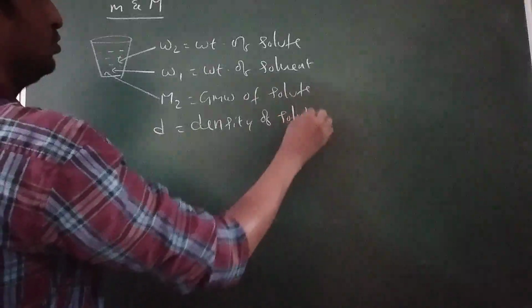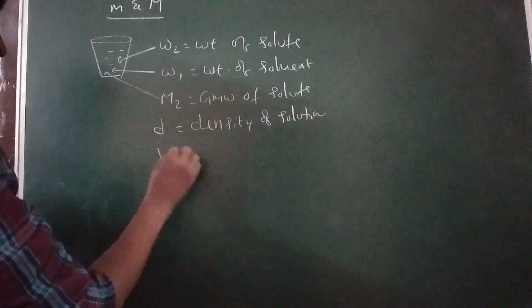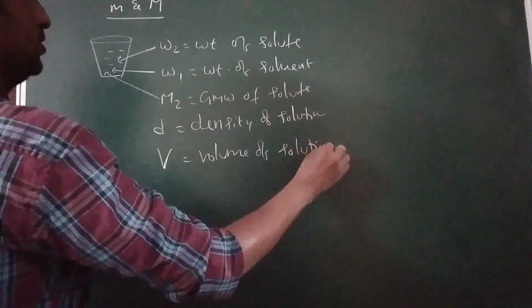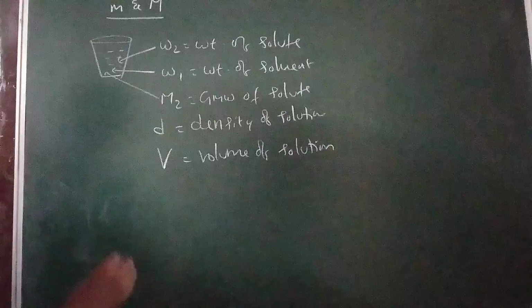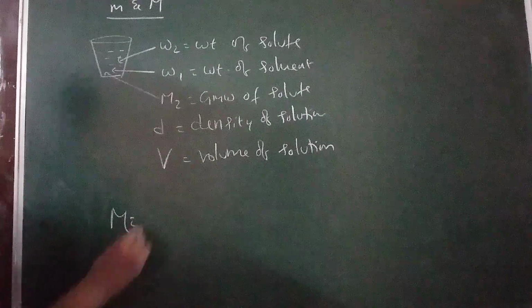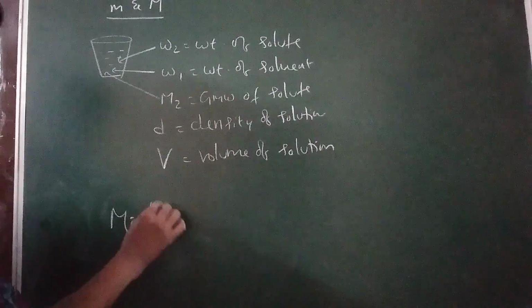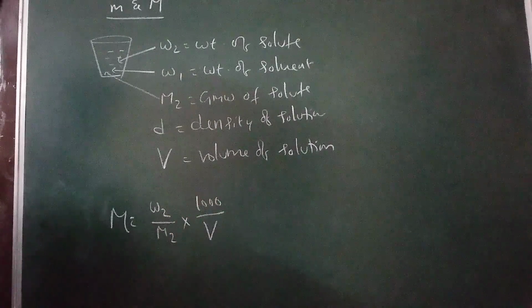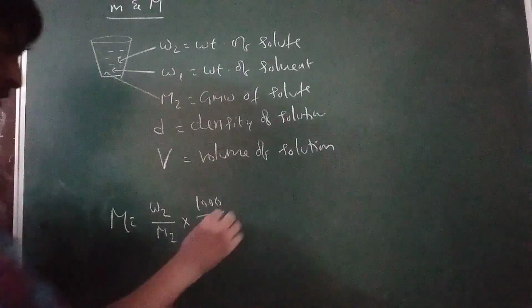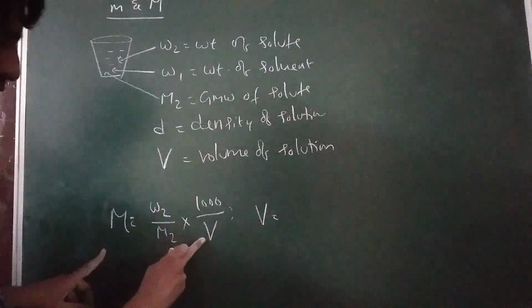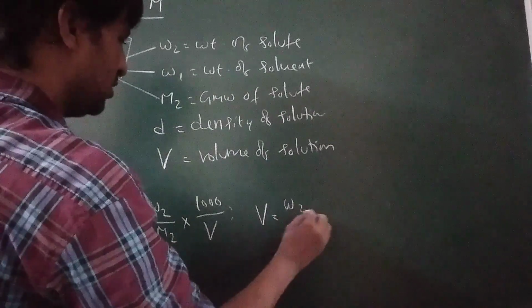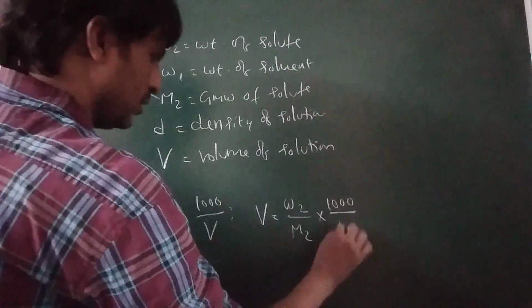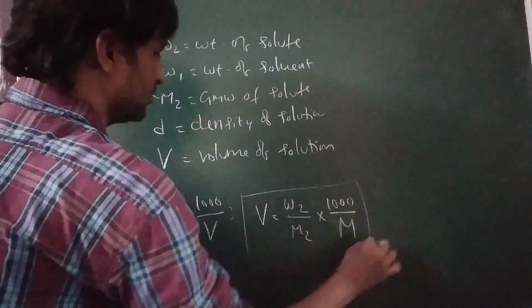Density of solution. And V is the volume of solution. First I write the molarity relation. Molarity is equal to weight of solute W2 by M2 into 1000 by volume of solution in milliliters. From this, V, the volume of solution, is equal to W2 by M2 into 1000 by molarity of solution. Let this be equation 1.